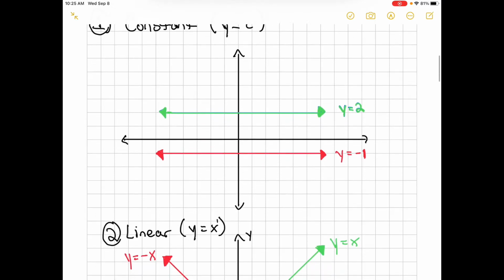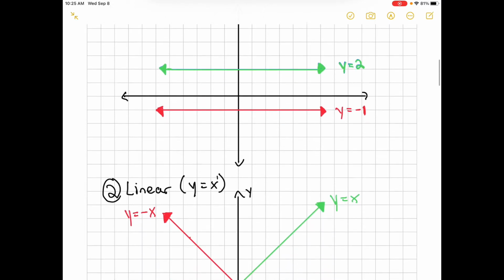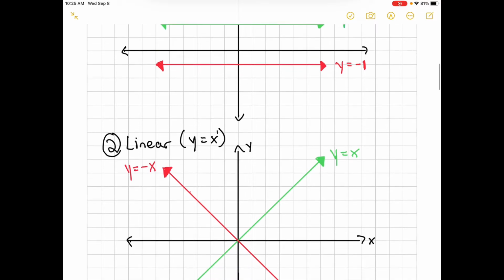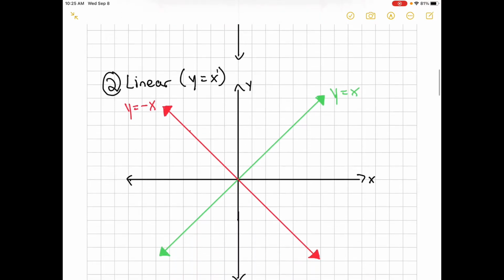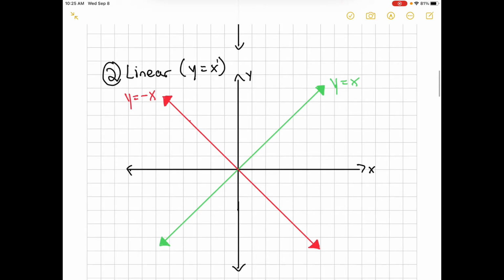And the second one is your linear functions. That's where you have y equals x, and your highest exponent of x is 1. So that's a linear function. And so I got y equals x is the green one, y equals -x is the red one. Those both have a slope of, or y equals x has a slope of 1, y equals -x has a slope of -1.